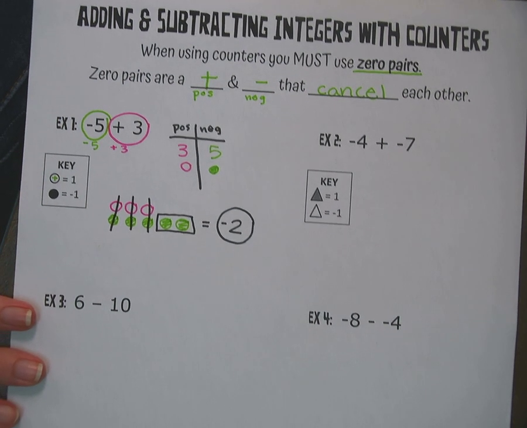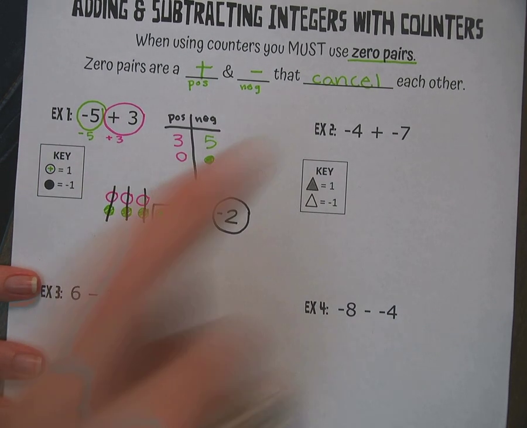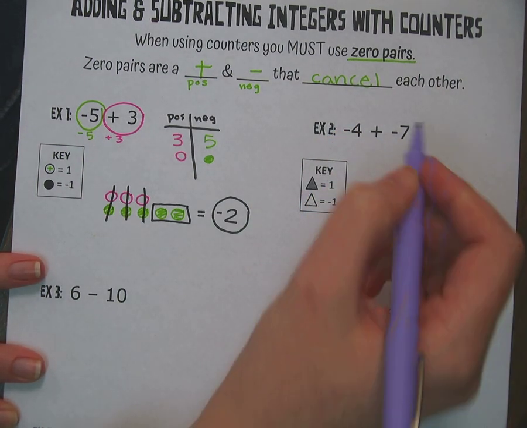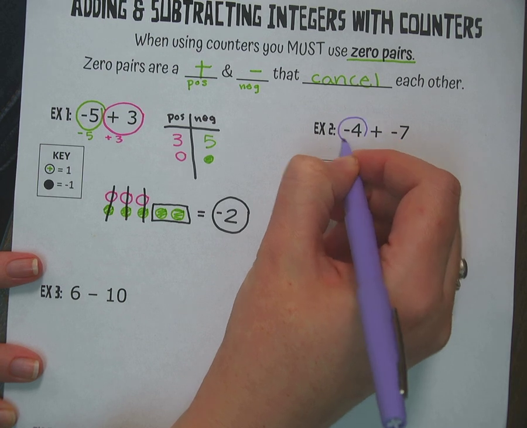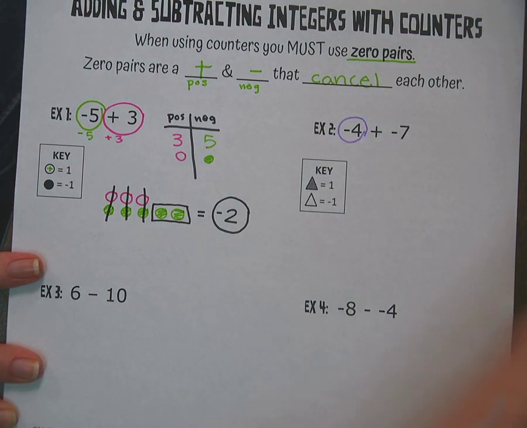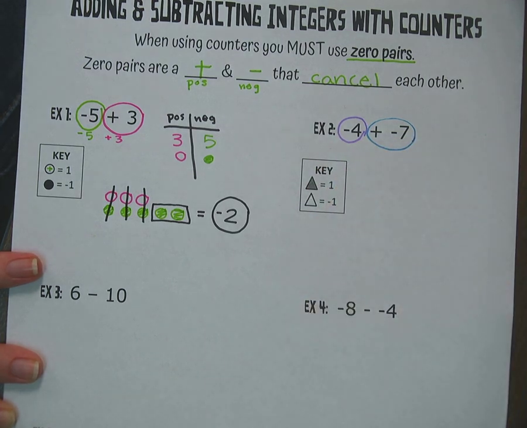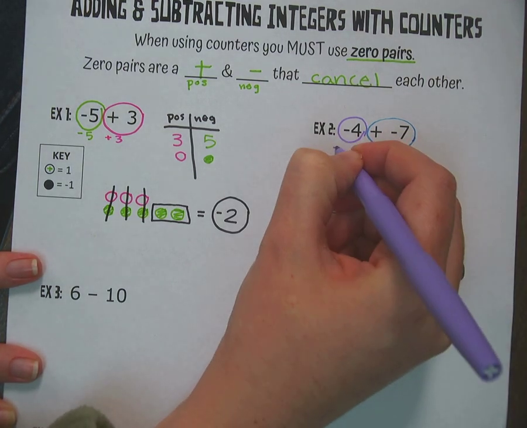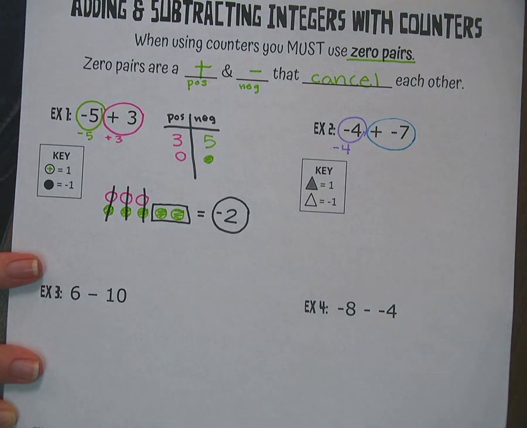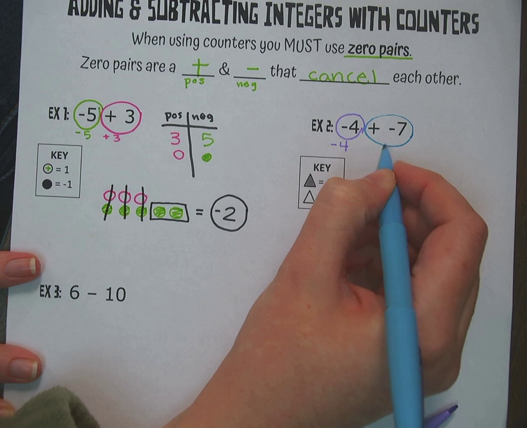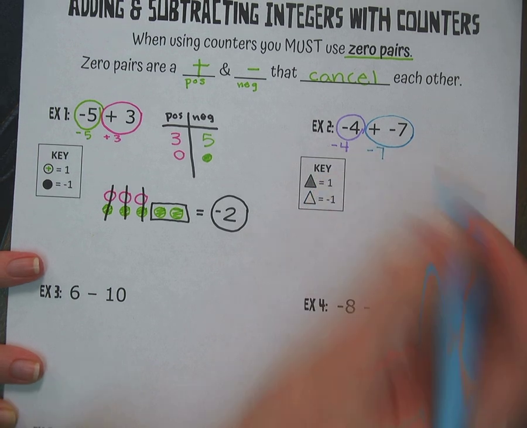Okay, so let's look at example number 2. I have negative 4 plus negative 7. So I am going to circle my numbers. Remember, we circled a negative 4. But back here, I have to circle everything. Remember, everything goes in a circle. So I have a negative 4. But then on this one, good versus evil, evil wins. So this is a negative 7.